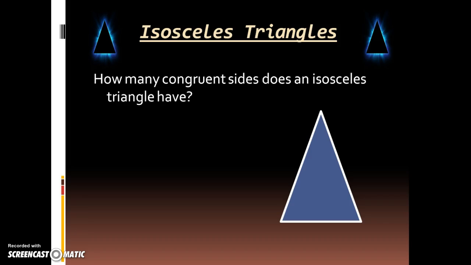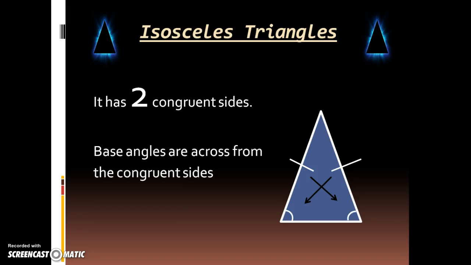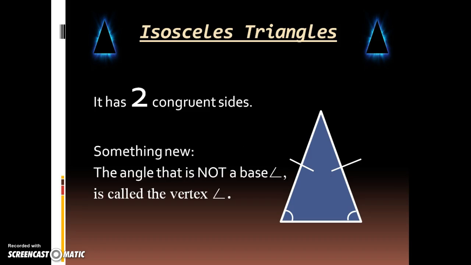How many congruent sides does an isosceles triangle have? Hopefully you said two congruent sides from the past lessons that we had, especially 4.1. If we look at this, here are our two sides that are congruent. If we go across from those sides, we get to an angle. Those two angles that are across from those sides are called base angles, and those base angles are congruent.